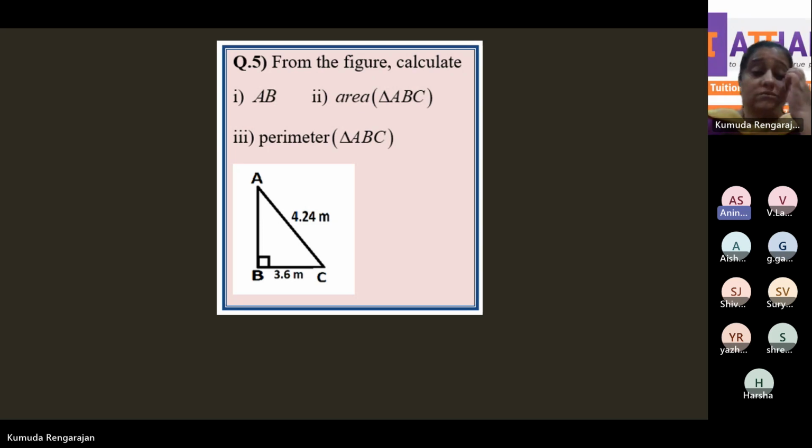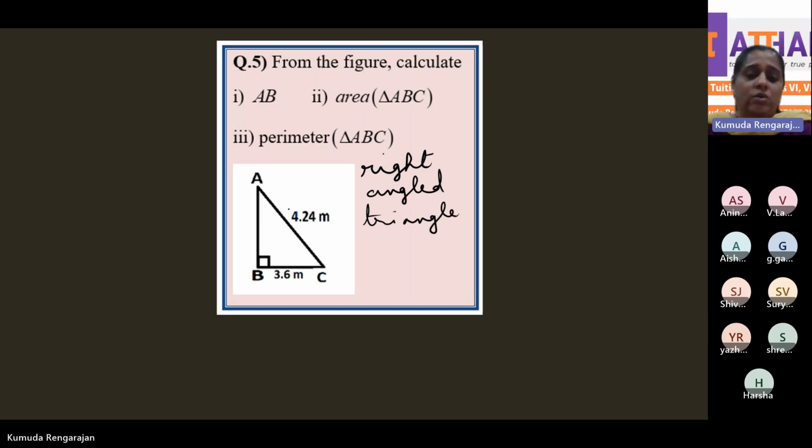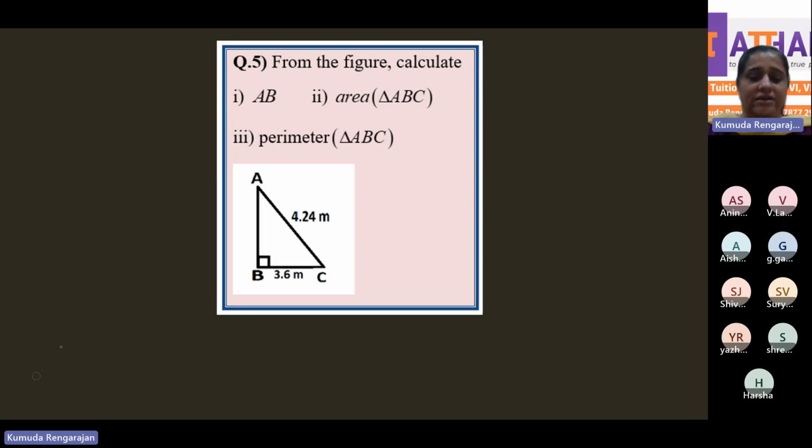Ma'am, right angle triangle. Right angle triangle, correct? Yes, ma'am. It's a right angled triangle, or simply a right triangle. Okay. Now, what are these two sides called? The two sides containing the right angle. AB and BC are the two sides containing the right angle, right?